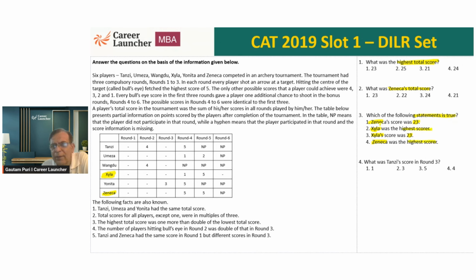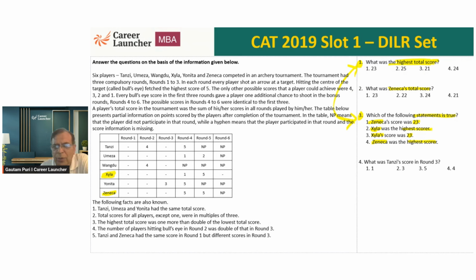यही दिख रहा है ना? Zenika 23, Zyla 23, or Zyla highest scorer or Zenika. Either Zyla or Zenika will be the highest scorer, or one of them will have 23. But what was question 1? Highest total score. So bhaiya, question 1 and question 3 are somewhere connected to each other. Both of them are talking about the highest total score or the scorer.